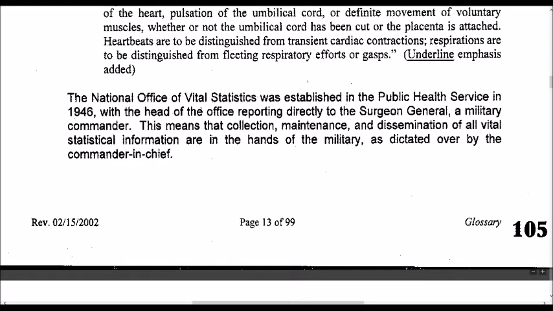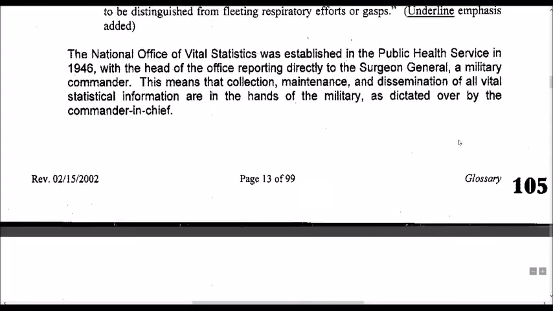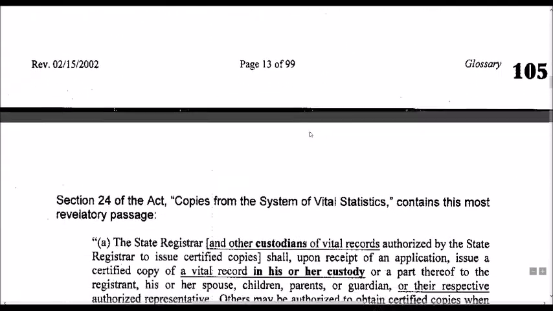The National Office of Vital Statistics was established in the Public Health Service in 1946, with the head of the office reporting directly to the Surgeon General, a military commander. This means that collection, maintenance, and dissemination of all vital statistical information are in the hands of the military, as dictated over by the Commander-in-Chief.